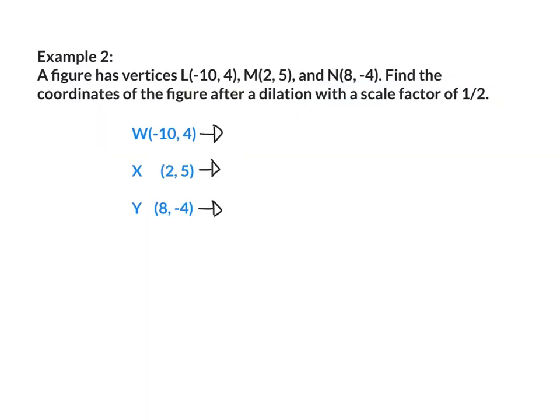Example number 2. A figure has vertices L(-10, 4), M(2, 5), and N(8, -4). Find the coordinates of the figure after a dilation with a scale factor of 1/2. Since they told me it's a scale factor of 1/2, that means I'm going to divide. So I'm going to take each of my coordinates and divide by 2.